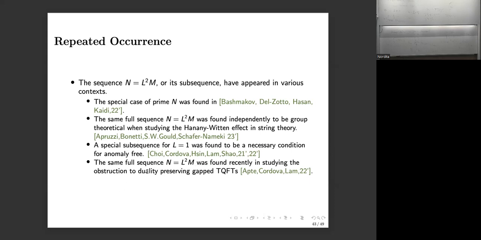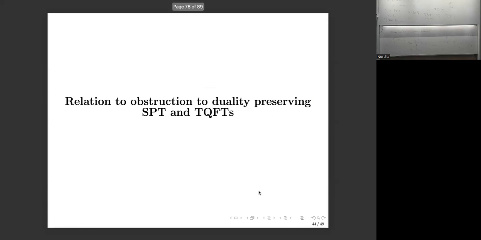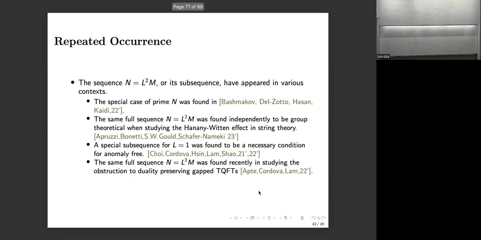last year, this paper showed that exactly the same sequence appeared in a seemingly completely different context, where they study the obstruction to duality preserving gapped phases. So in the last part, I'm going to explain why such a coincidence happens, because we are studying the group theoretical case, and this paper by Anuj, Clay, and Hotat studies the obstruction to duality preserving gapped phases, and why these two issues are related to each other.